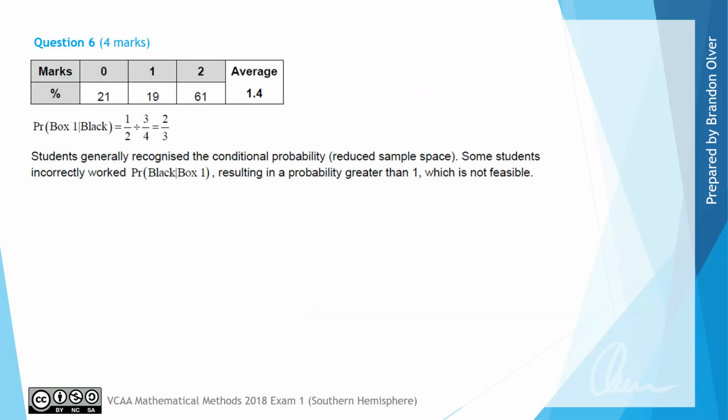So from the examiner's report we can see that just over 60% of students got this question correct, and that students generally recognised the conditional probability and the reduced sample space required. Some students incorrectly worked out the probability of black given it was box 1 rather than box 1 given that it was a black stone that was selected, resulting in a probability that was greater than 1, which students should know is not feasible.